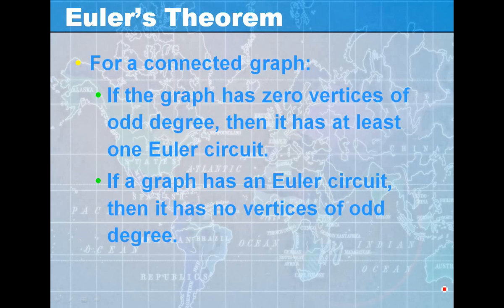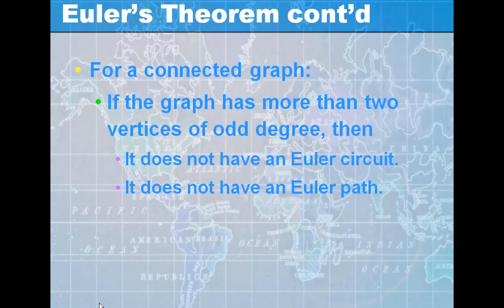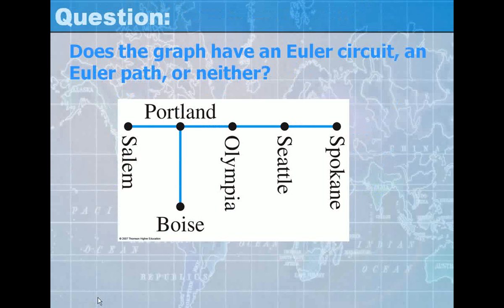But if you look at your graph and it has exactly two vertices of odd degree, then it's going to have an Euler path. It can't have an Euler circuit. You can't start and stop in the same place, but you can go over each edge exactly once. So you will have an Euler path, but not an Euler circuit. Now, if you have more than two vertices of odd degree, then it won't have an Euler circuit or an Euler path. So let's look at some examples of this.